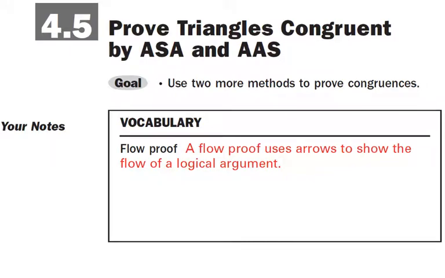Okay, so today we're going to finish up that list of triangle congruence theorems and postulates with the angle side angle and angle angle side congruence theorems. The only vocabulary today is a flow proof, and this is just a different way to write a proof than the way we have. We'll do an example during the lesson so you'll see how it's laid out. What the flow proof is good for is showing kind of how the logic all comes together.